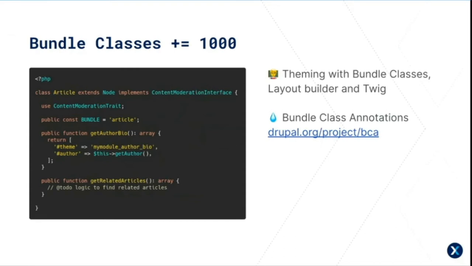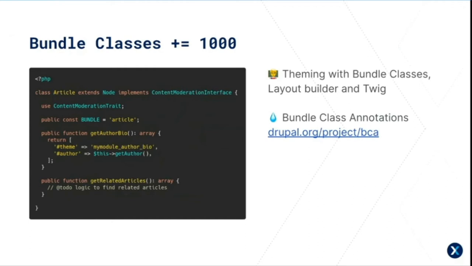So this is a relatively new feature in Drupal core that I think is one of the most exciting developer experience improvements that we've seen for a while. The idea is that each content type or vocabulary or media type has its own PHP class that inherits from a base class, whether that be node or taxonomy term or media.